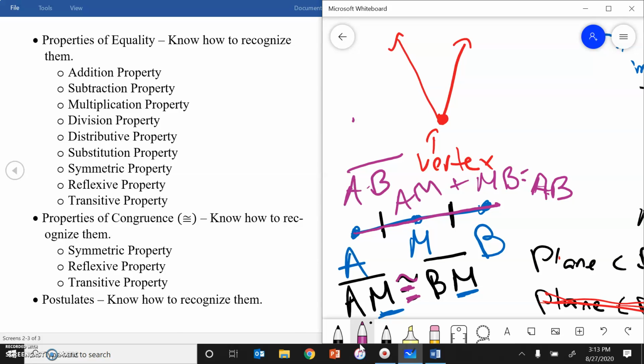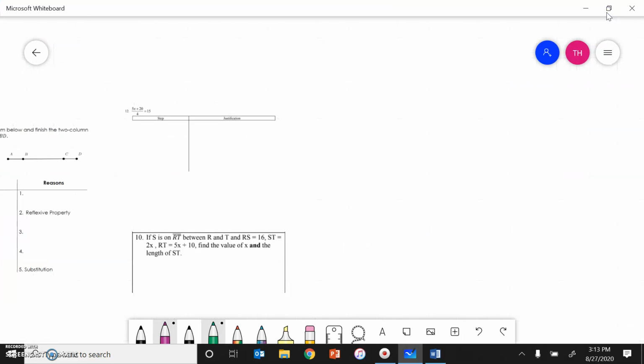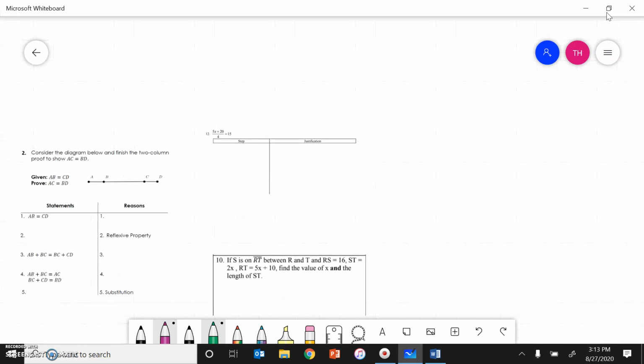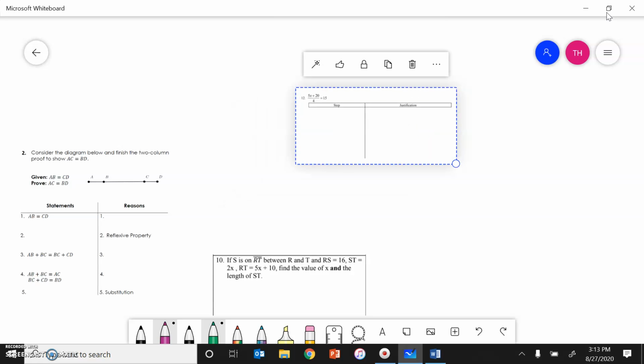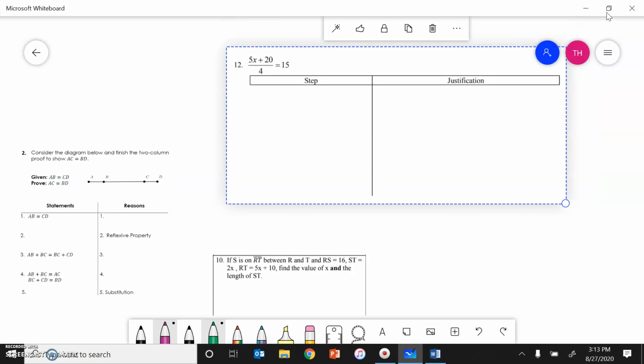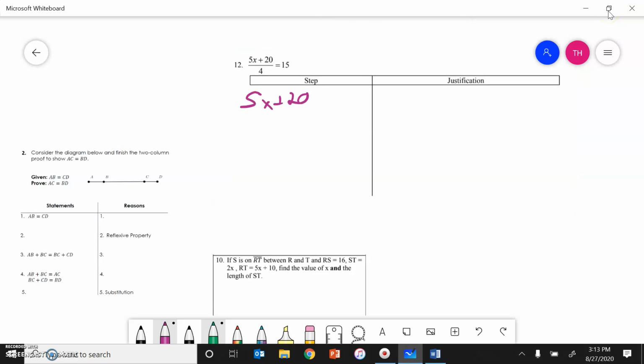Okay? And I wanted to go over some problems that are straight from the homework that we've been working on. Okay? The first one I want to go over is this problem right here, which asks you to write a proof for that algebraic problem. Okay, so we're going to start with our given, which is (5x + 20)/4 = 15. That's our given. And then algebraically, I would have to multiply both sides by 4.